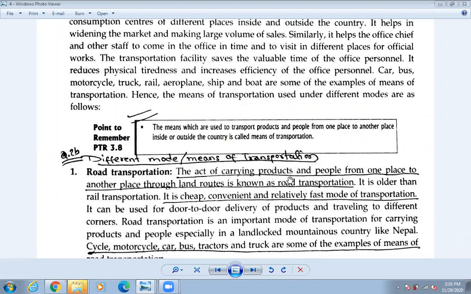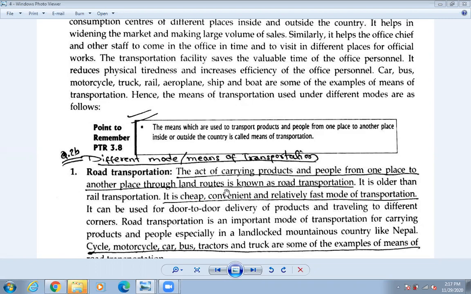So it acts as a carrying a product and the people from one place to another place, okay, through the long routes, okay, so the land routes. So land ko bato haru lai chai cover up garna ko lagi, so roadways is very much essential, okay, so pahad ko bato, kata bato, yo bato, te bato, so you go by what?